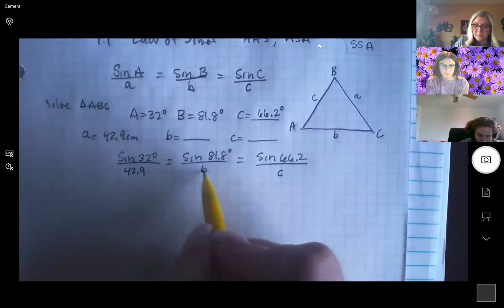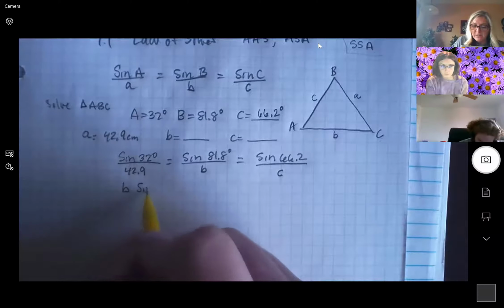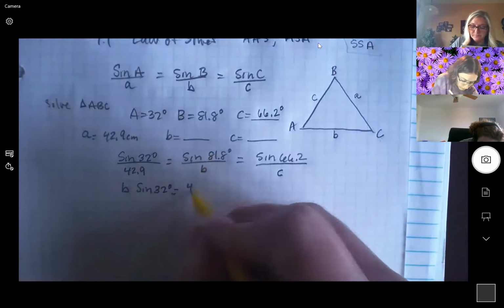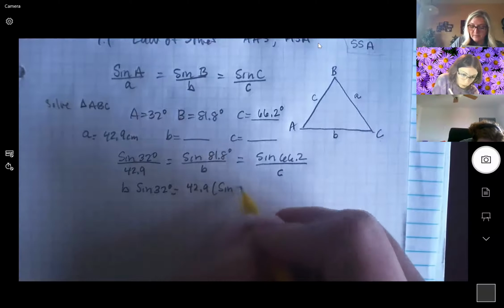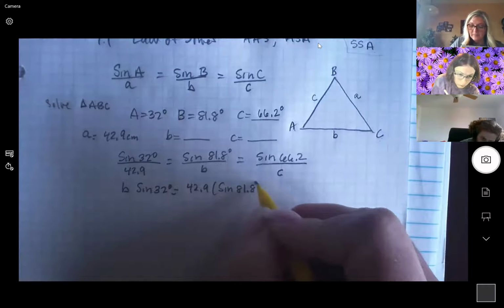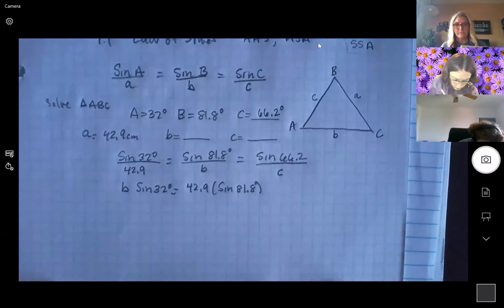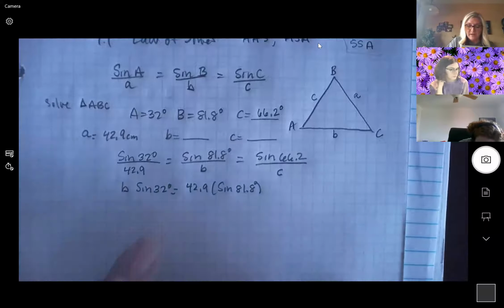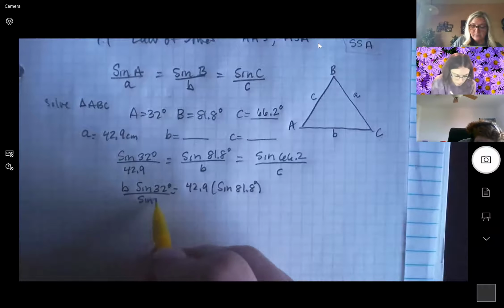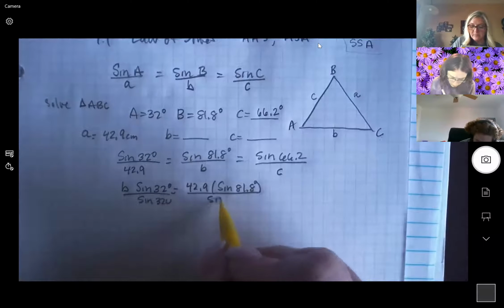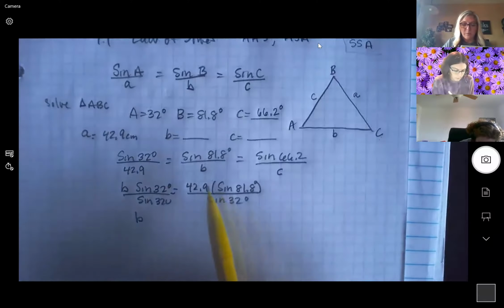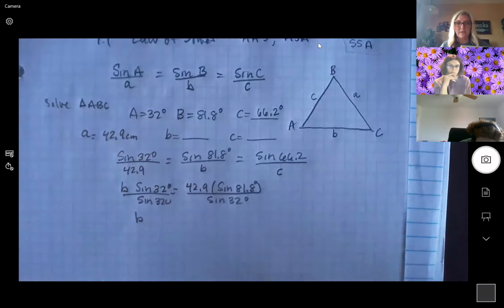So if I cross multiply here, I'll have B sine of 32. And then I cross multiply here. Now, if I want to get B by itself, I just divide by the sine of 32, right? To get this by itself, divide by the sine of 32. All right, so we want to find what B equals. Now, we'll probably just round this, let's just round it to 1 decimal place.